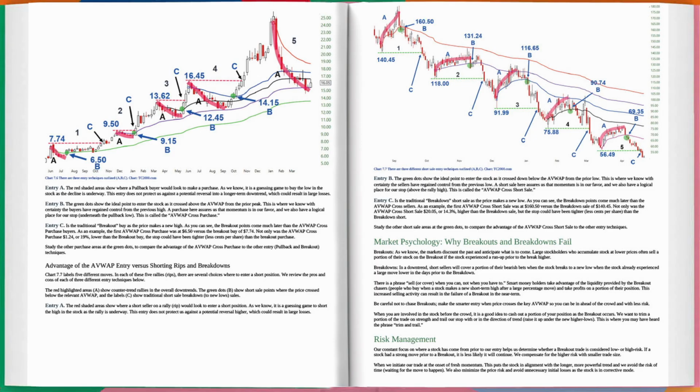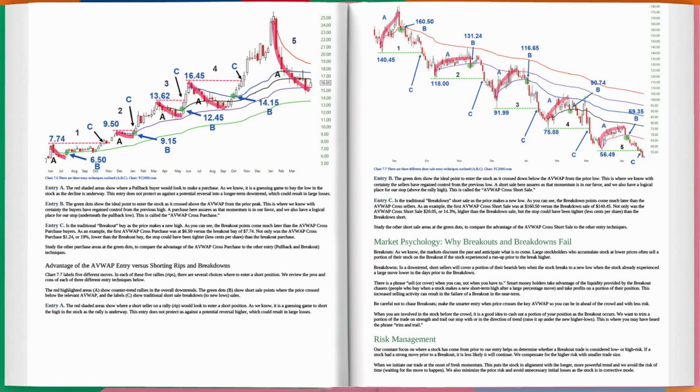Large stockholders who accumulate stock at lower prices often sell a portion of their stock on the breakout if the stock experienced a run-up prior to the break higher. Breakdowns. In a downtrend, short sellers will cover a portion of their bearish bets when the stock breaks to a new low when the stock already experienced a large move lower in the days prior to the breakdown. There is a phrase: sell or cover when you can, not when you have to.